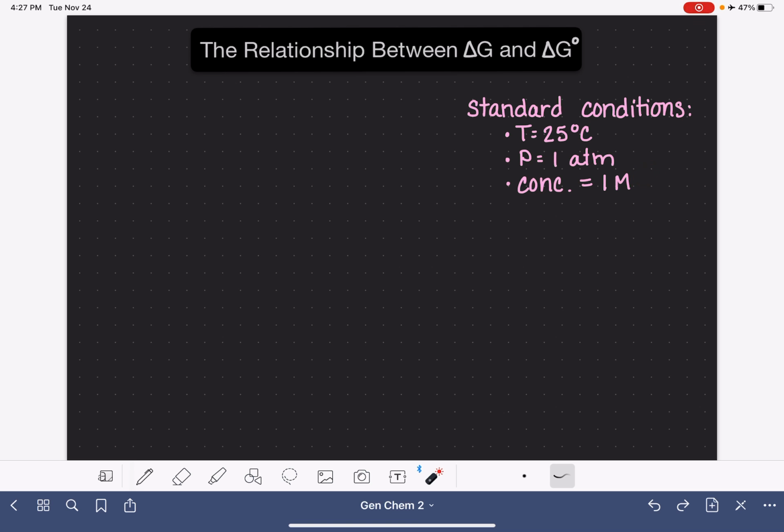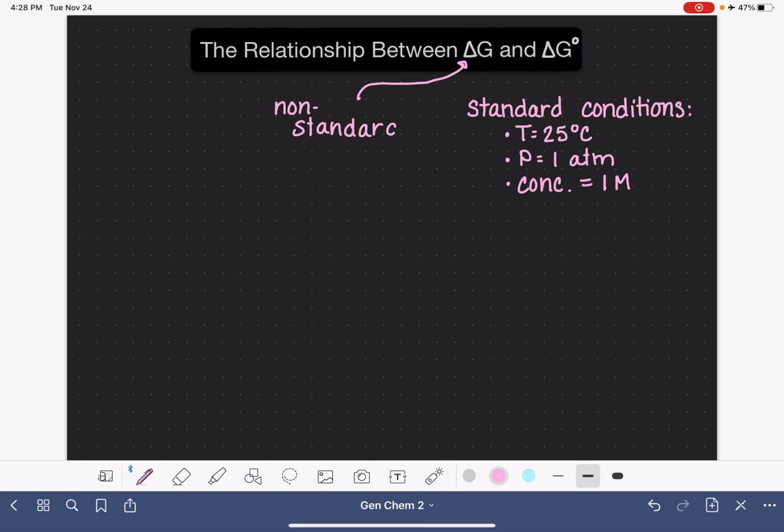So in order for a delta G to qualify as being a standard delta G, it has to meet all three of these conditions, unless one of them doesn't apply. So if there are no gases, then of course this does not apply. If a system violates any one of these standard conditions, like maybe the temperature is too low or too high, or maybe the temperature and pressure are just right, but one of the concentrations is off, then we refer to it as a non-standard delta G.